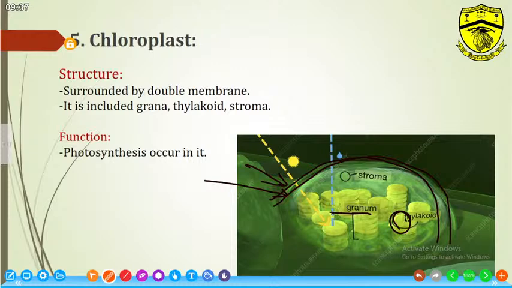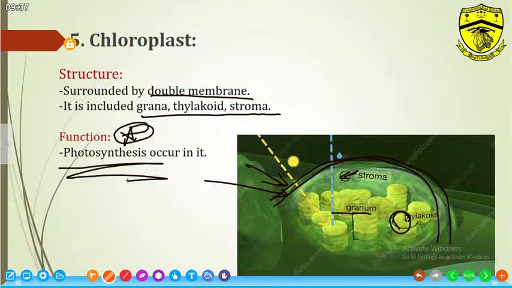In here, this is the stroma. So this is only present in plant cell. So this has a double membrane. It includes the grana, thylakoids and stroma, and the main function helps for the photosynthesis. Photosynthesis occurs in chloroplast.